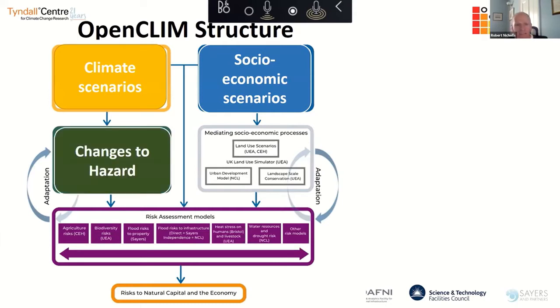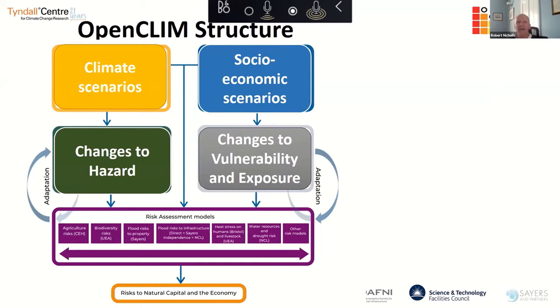And then when we go down from there, we think about how the climate might change the hazard. So we look at catchment models, for example, like HBV, and look at how, for example, flows are changing, both low flows and high flows. But equally, we want to look at how socioeconomic changes are leading to changes to vulnerability and exposure. And that might be in terms of demand for housing.